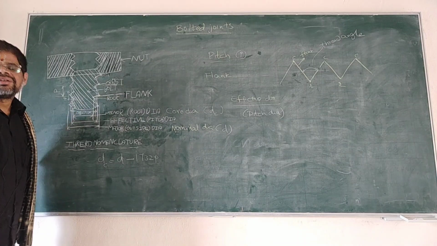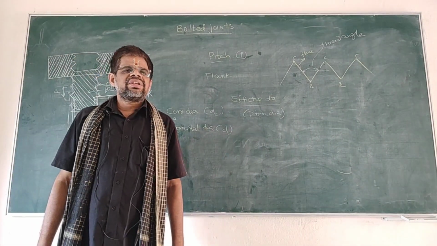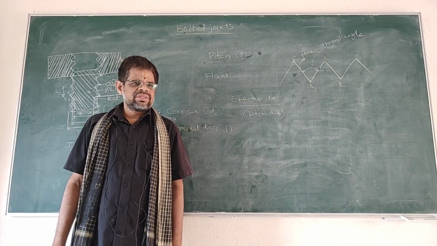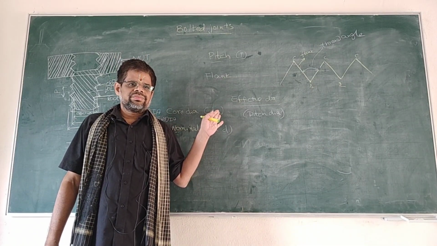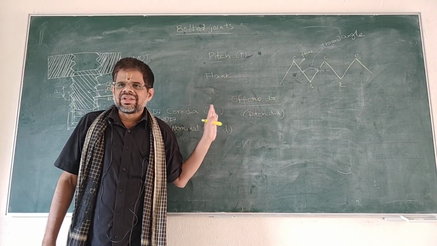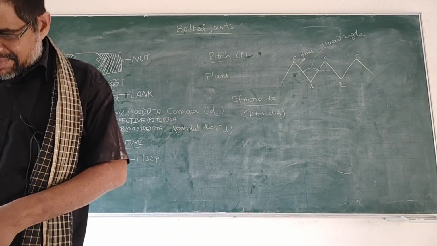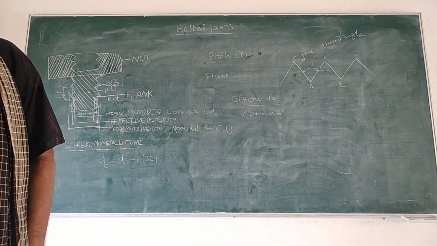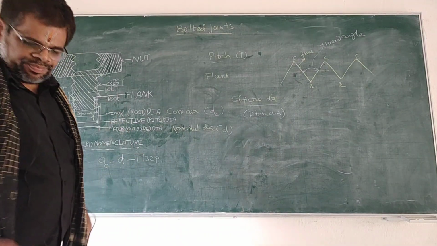that is called the effective diameter or pitch diameter. It is the diameter measured where the width of the teeth and the space are equal. That is called the effective diameter. And we have seen flank and crest. Now, lead.